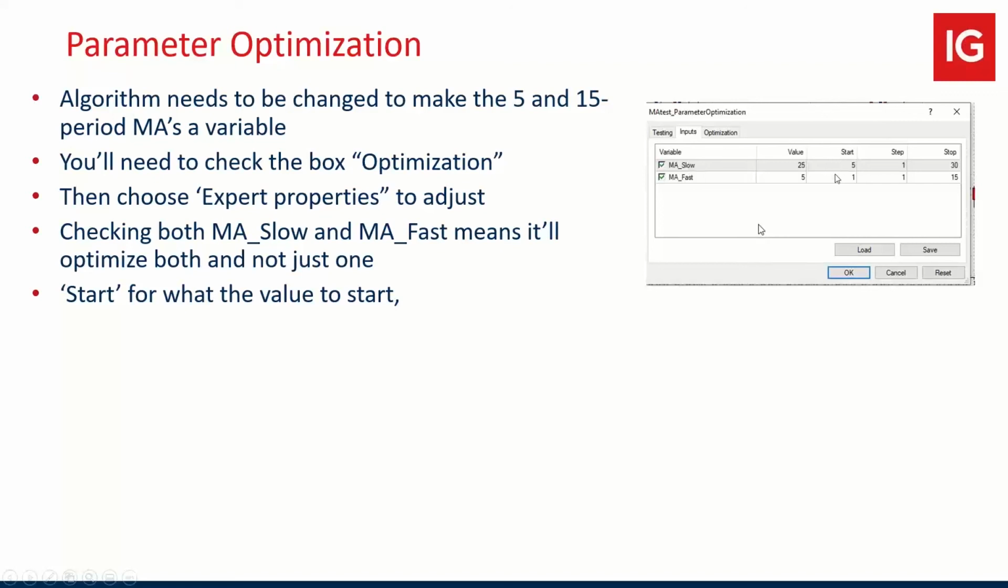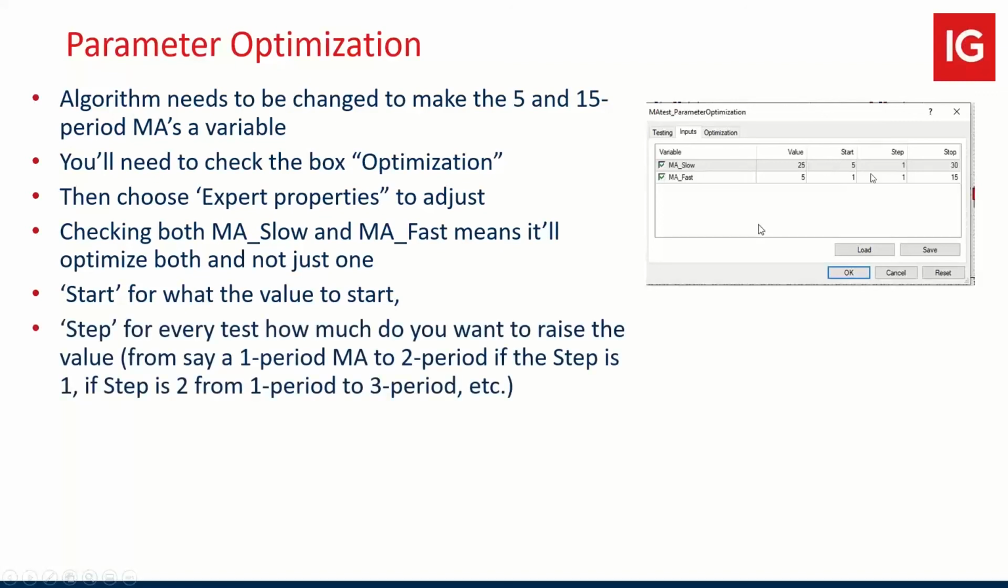So if I want to start the slow one at 5, the fast one at 1, and then step is how much do you want to raise the value. So for example, from a 1 period moving average to 2 period if the step is 1, but if you put a step of 2, for example, it's going to test the 1, the 3, the 5, the 7, if that's making sense. So the step tells you by how many steps do you want to move up, or do you just want to move up by 1, or do you want to move up by 5?